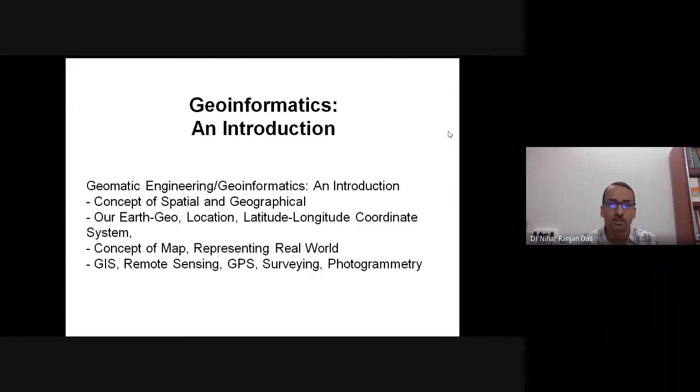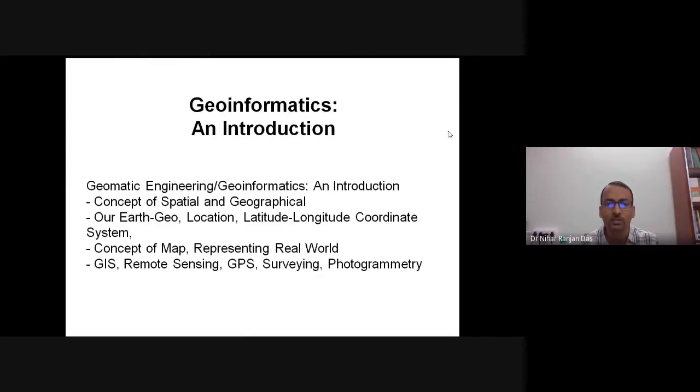And now let us discuss some basic concepts regarding GIS. So what is GIS? The abbreviation is Geographical Information System. So it is a system. In fact, it is an information system, and it is a Geographical Information System. So what is the meaning of this term geographical?